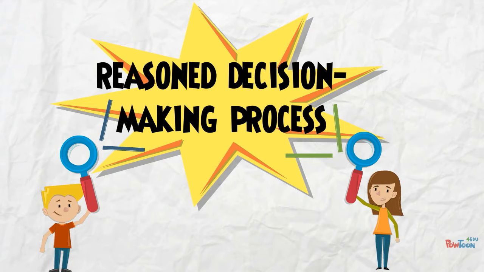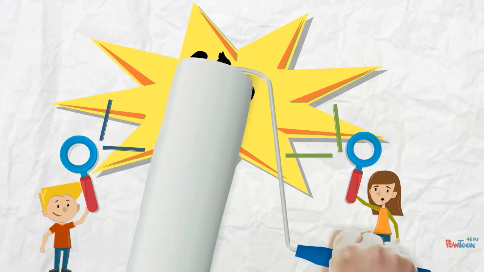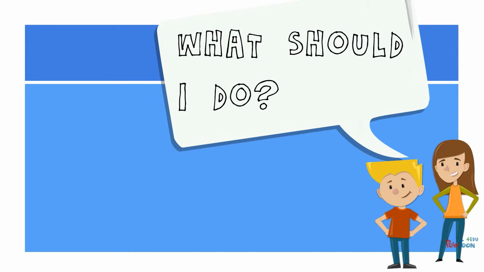Making choices is an important economic skill. Using reasoning to make choices is a powerful skill for students to practice in school. What should I do? To make an informed choice, you need to follow a process to think about how you come to a decision about what to do.